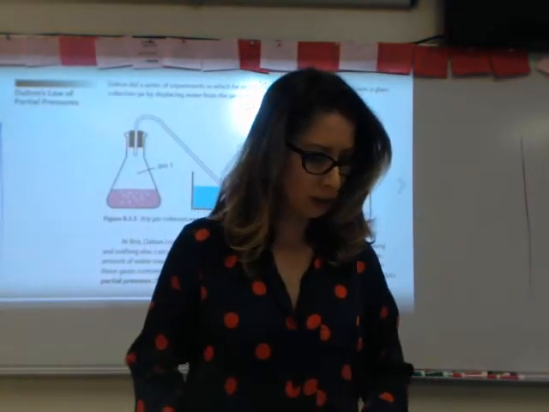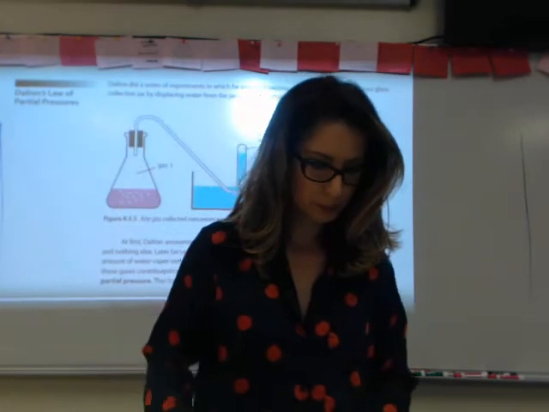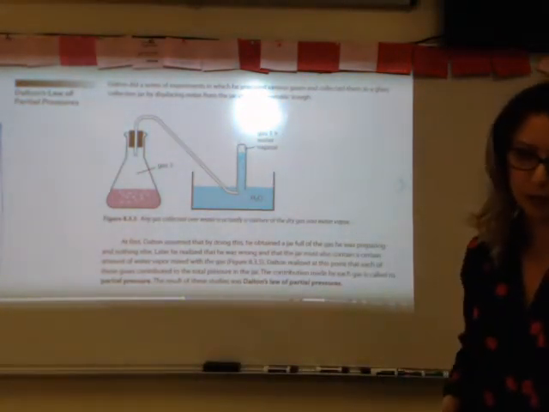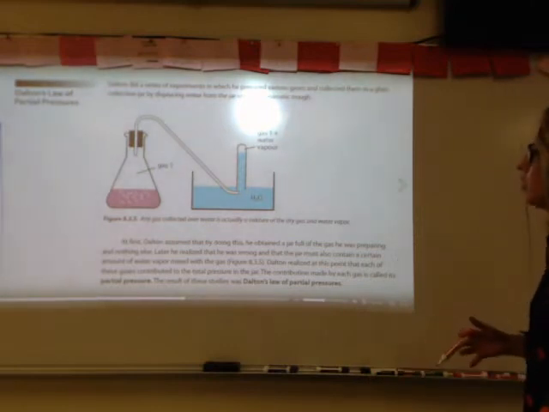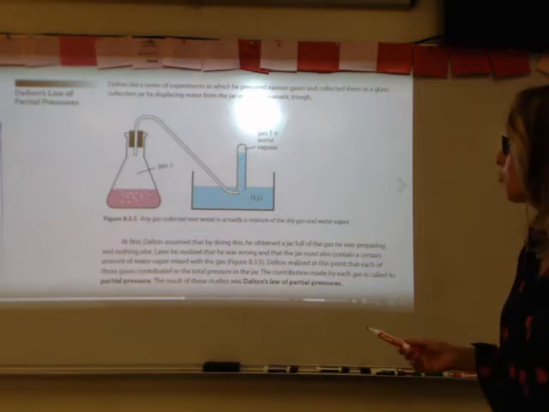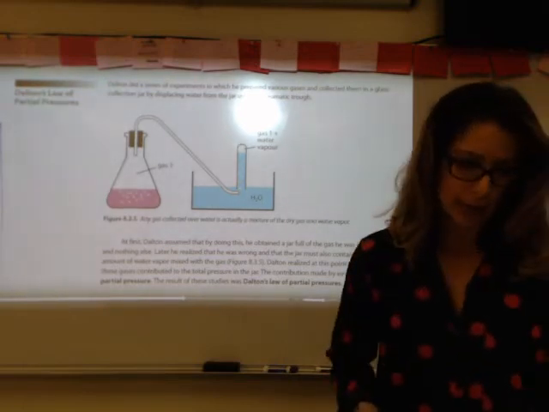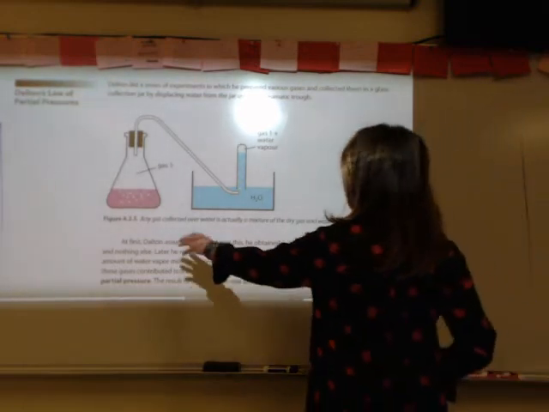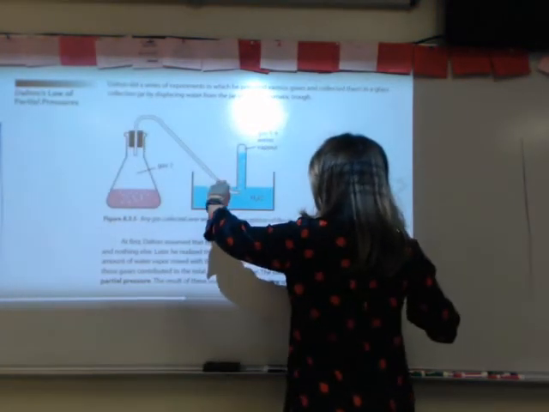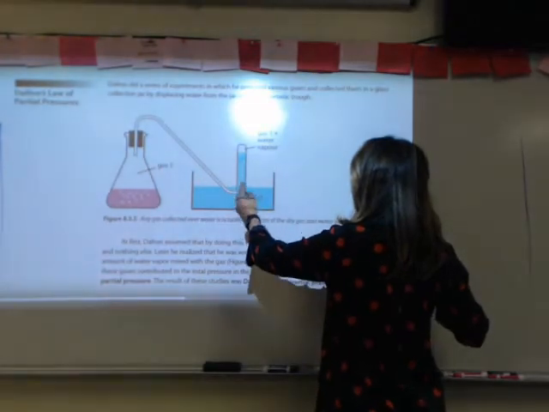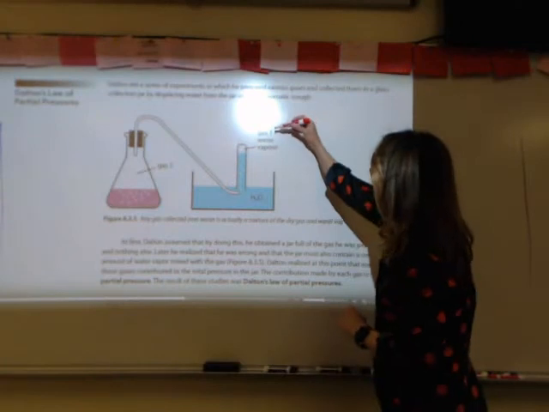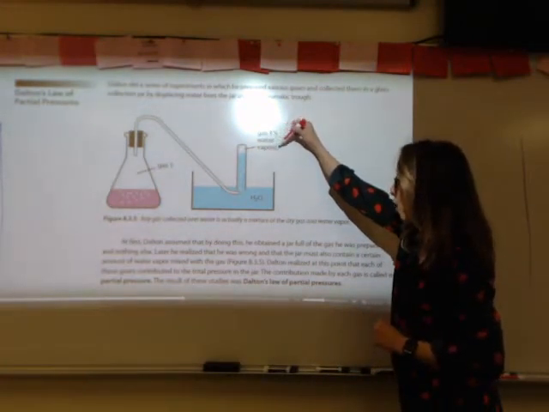Let's talk about Dalton's Law of partial pressures. Dalton did a series of experiments, prepared various gases, collected them in a collection jar by displacing water from the jar using a pneumatic trough. And this right here is where you have a reaction occurring that releases a gas. It goes into the tube, goes under the water, it bubbles up over the water, and is collected here above the water. That's why it says gas 1 plus the water vapor.